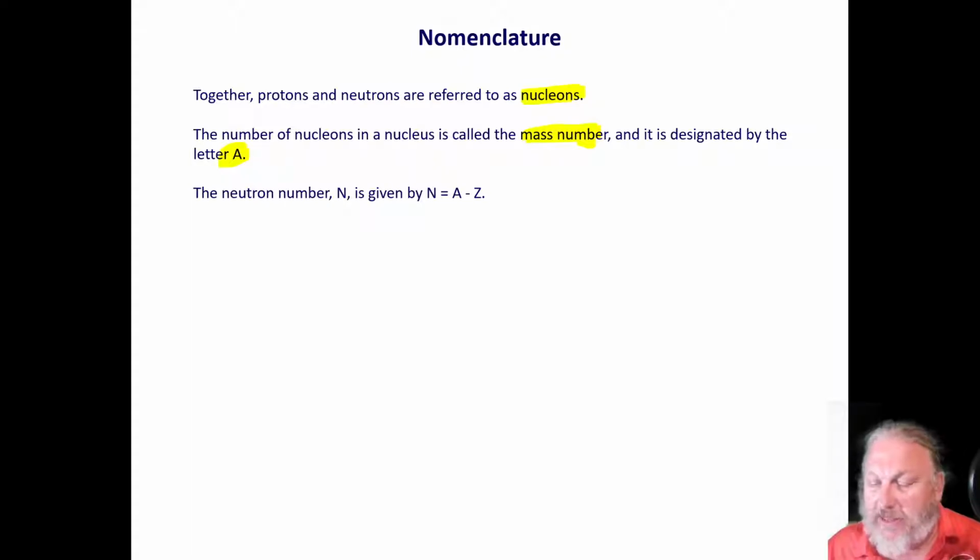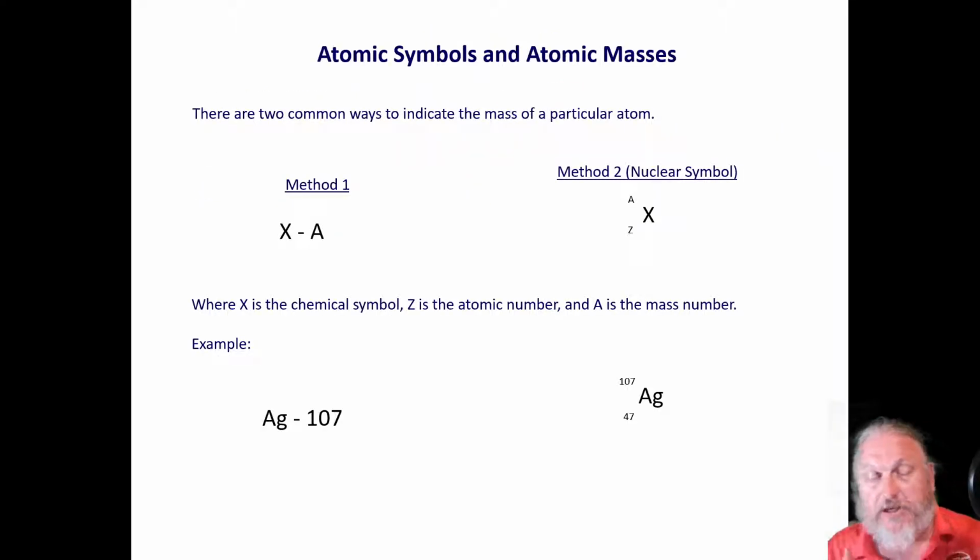Now, to find N, or the number of neutrons, we're going to subtract the Z number from the A number, right? Z is the number of protons, the atomic number. A is the number of nucleons, and that's going to give us N, which is the number of neutrons. So there are a couple of ways that we can use symbology to represent the mass of a particular atom. Again, two methods.